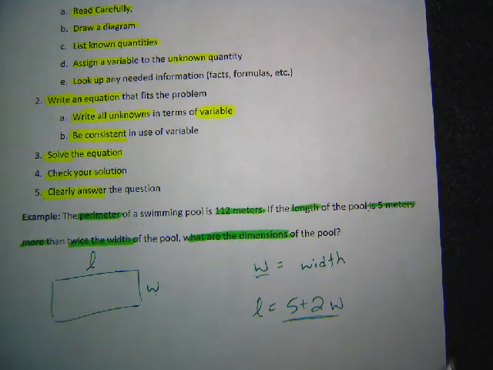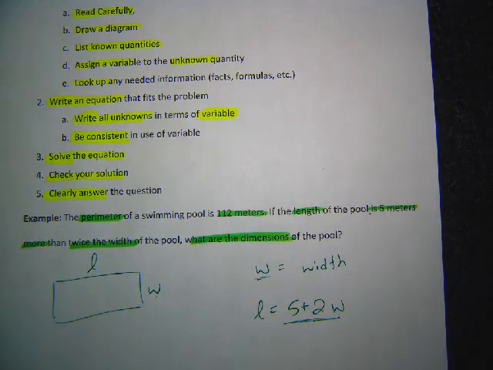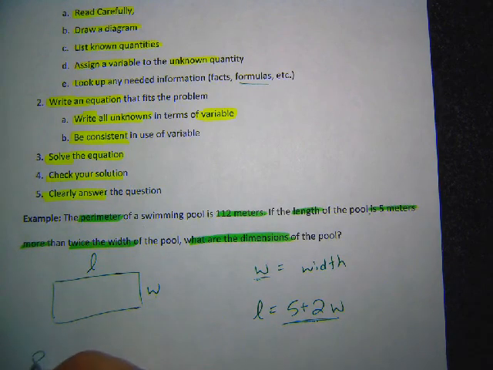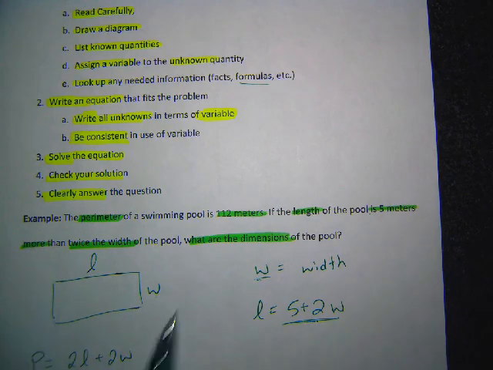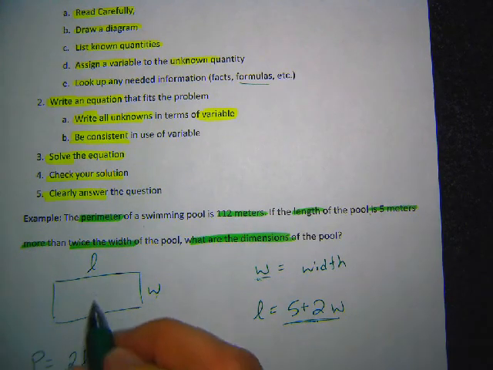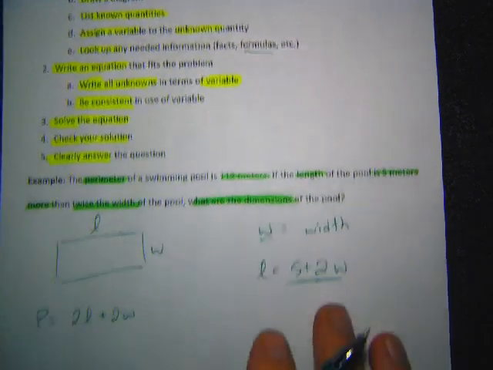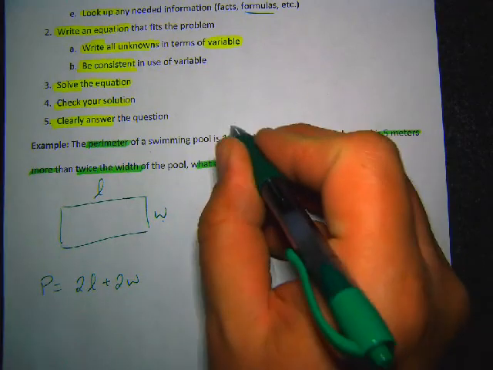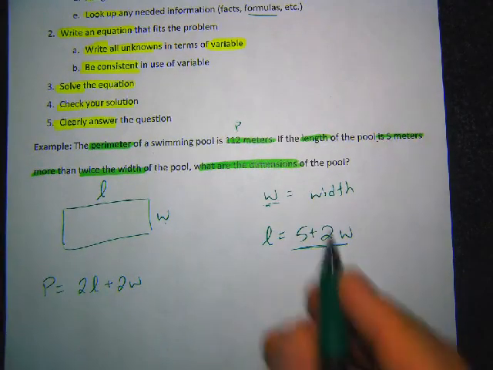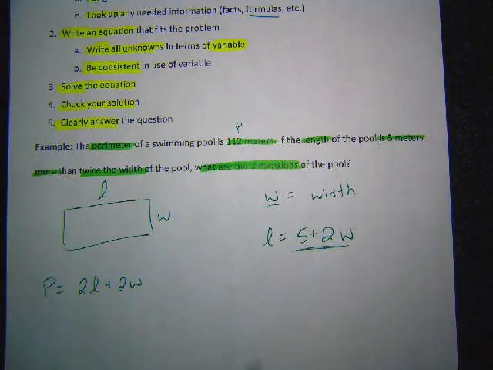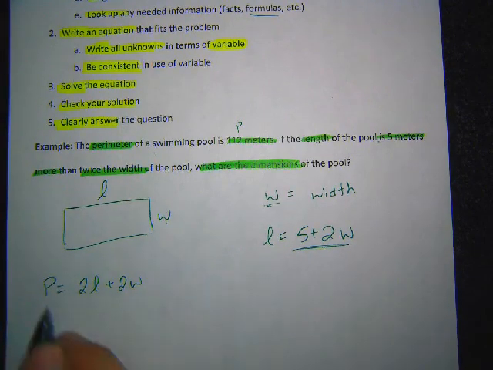Now we need an equation. Where are we going to get our equation from? Well, we're going to get it from a formula. If you remember, there's a formula for perimeter, and the perimeter is equal to twice the length plus twice the width, because the perimeter of a rectangle is just both lengths plus both widths. Put those together. So now using the perimeter, 112 they gave us, W we'll leave as W, and then L, length, we can replace with this 5 plus 2W. We can use this formula. So perimeter is 112.